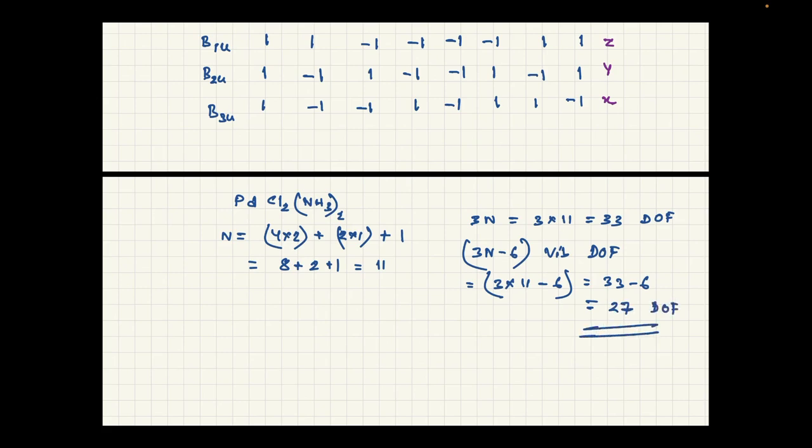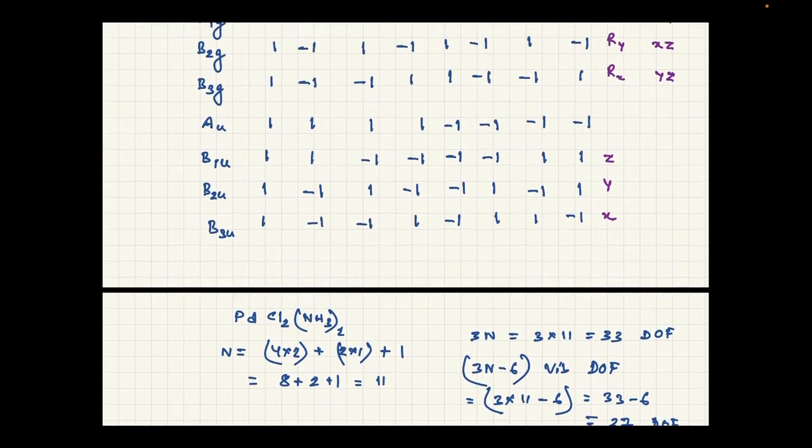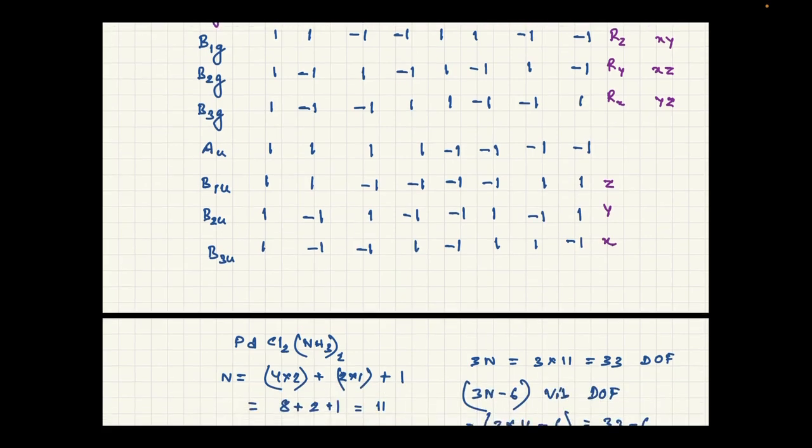Okay, so using the Cartesian coordinates, you can just represent the reducible representation corresponding to these 27 vibrational degrees of freedom, and then using the formula we have discussed previously, you can get how many of each irreducible representation will give us the reducible representation.